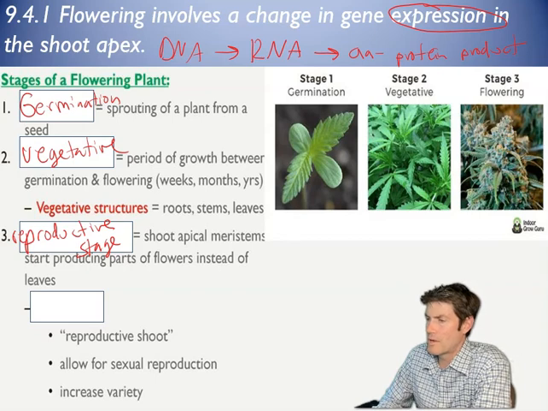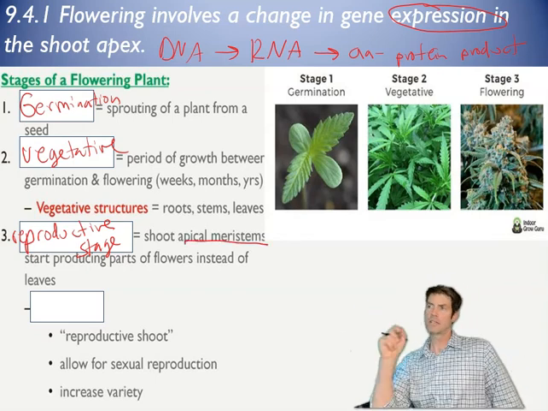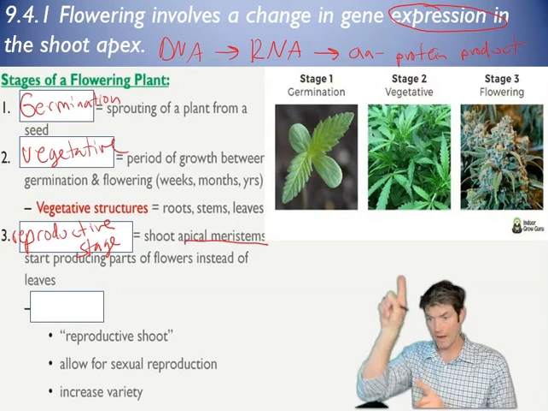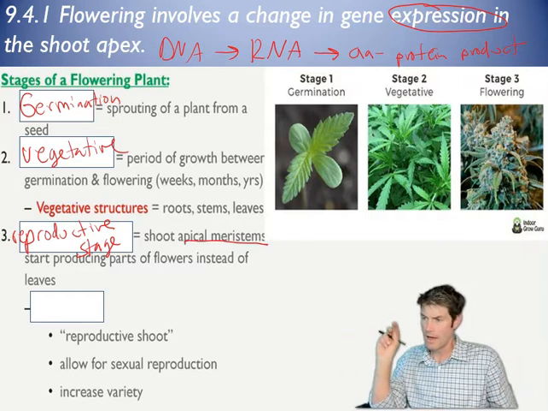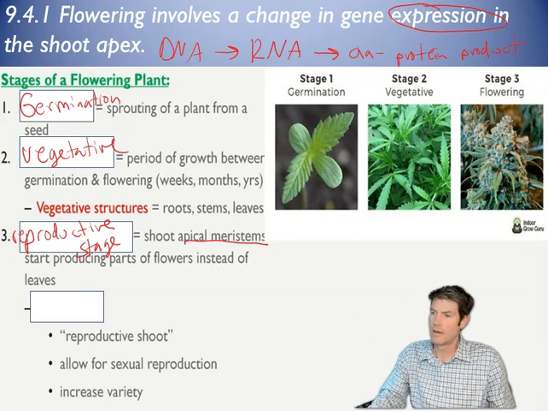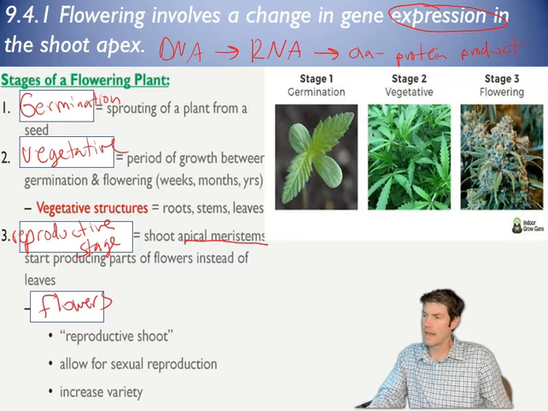Where the shoot apical meristem right at the very top. Remember, you have the shoot apical meristem, and then you have the root apical meristem. Those are the main two growth patterns. And then you have the lateral meristems moving out. Instead of making leaves, it makes a flower, right there at that apical meristem.